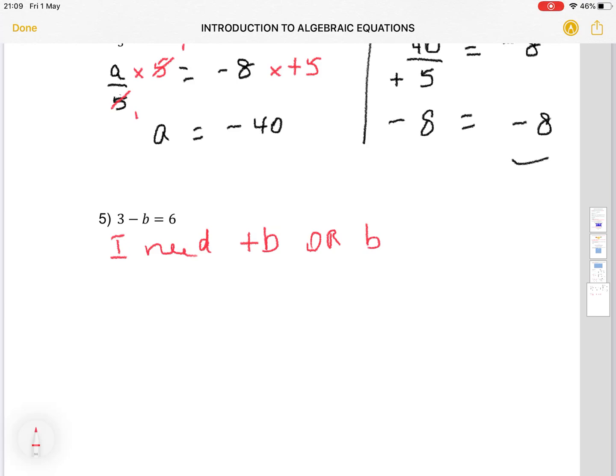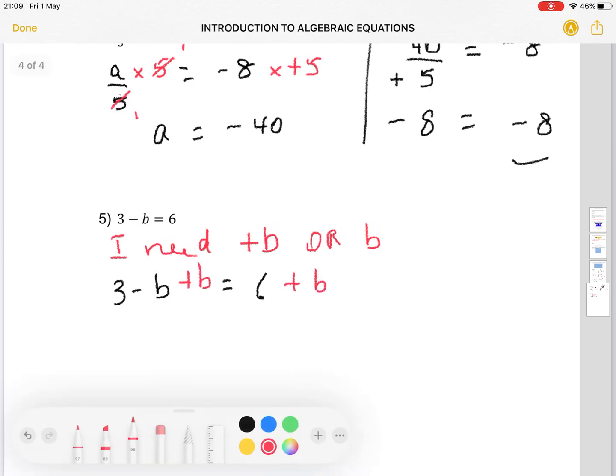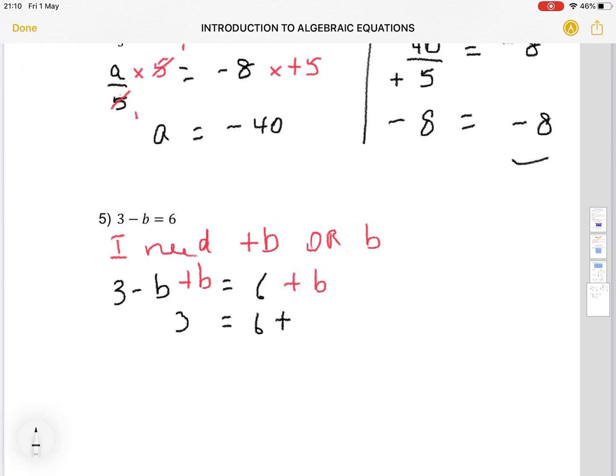So I need to remove that negative b from there, and to remove that negative b from there, I need to do the opposite mathematical operation. Instead of a negative b, I'm going to add a b to both sides. So the equation becomes 3 minus b is equal to 6. And as I said, I'm going to add a b to both sides. Now, the equation becomes 3 is equal to 6 plus b.